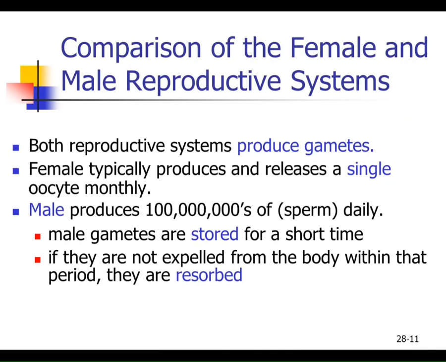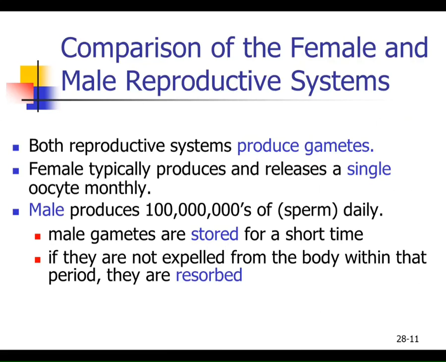The female is producing only, on average, a single monthly egg. Now, there can be more than one, right, when there's fraternal twins. And nowadays, with fertility drugs, women are being treated to superovulate, that is, to release multiple eggs at once. Now, that's something different than what I'm describing here. I'm talking about just normal cycles, typically one per month.